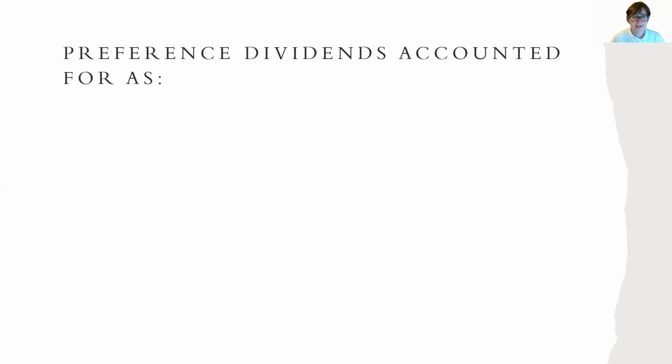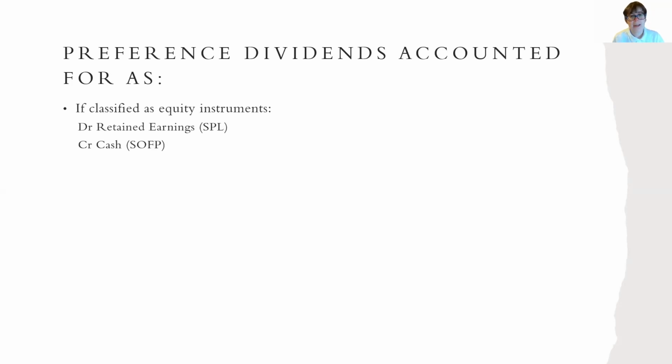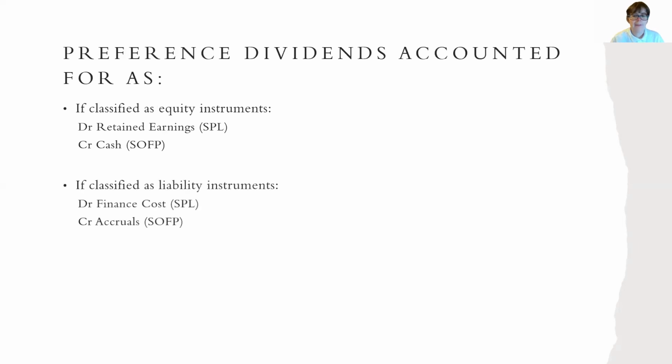So preference dividends are accounted for as follows. If classified as equity instruments, we would debit retained earnings in the profit or loss account, then we would credit cash in our statement of financial position. If, however, they are classified as a liability instrument, we need to debit finance costs in our profit or loss, and we need to credit our accruals.